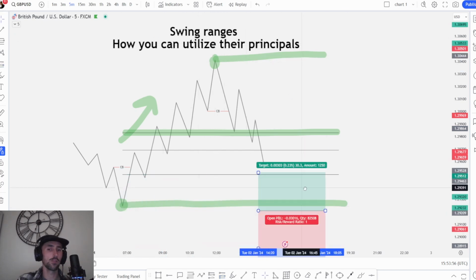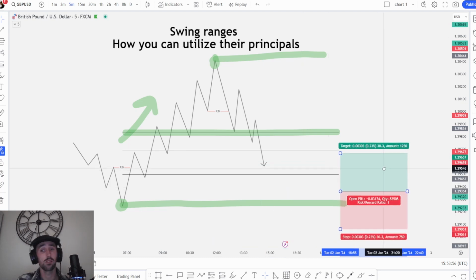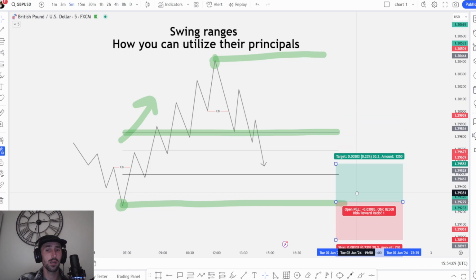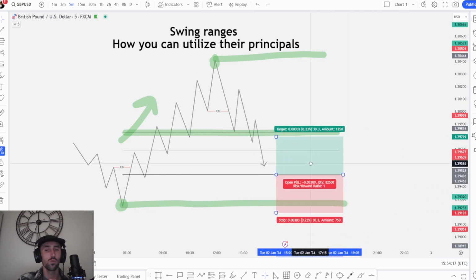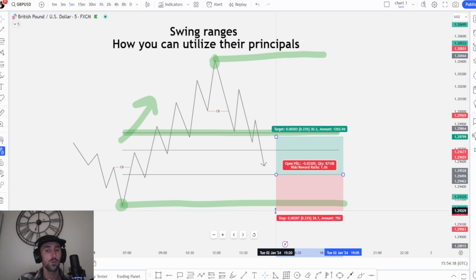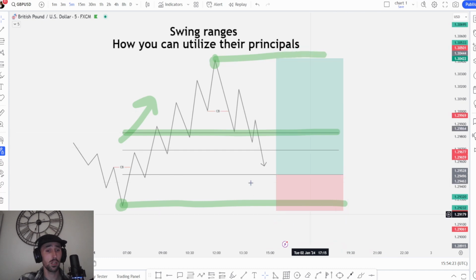Now this is very, very simple. Of course, we're going to go into some other methods of how you can add even more confluence to this and even refine your entries to get better risk reward. But for now, we're just going to simply look at if you have clear directional bias, which we do. We have a clear structural narrative for the low, which we do, and a clear structural narrative for the high, which we do. You can pretty much jump straight in at these fib levels.